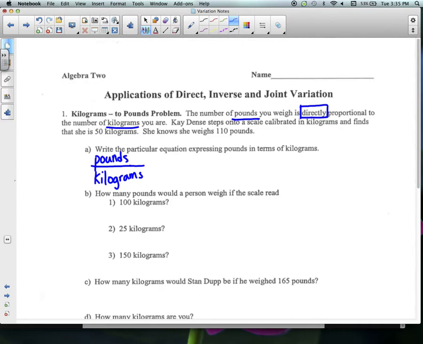Writing the particular equation means we're just going to write down, in this case it says Cadence steps onto a scale calibrated in kilograms and finds she is 50 kilograms and she knows she weighs 110 pounds. So you would do 110 over 50 is what you would use. And that's what you're going to use to figure out how much a person would weigh if they're 100 kilograms. You would do 110 over 50. You want to figure out pounds, so that's what you're going to put in as your x over 100.